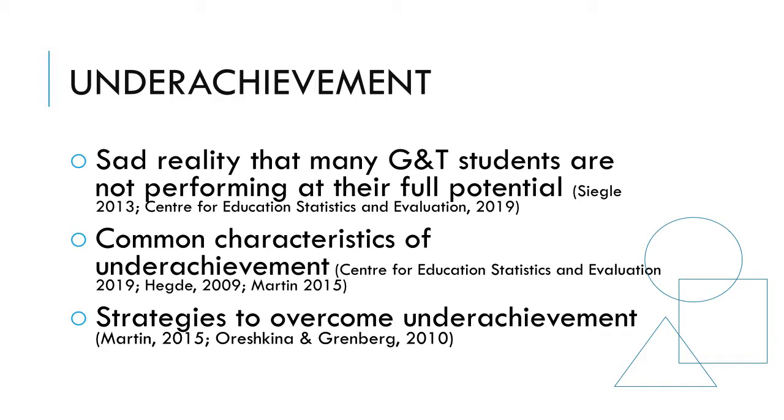Studies by Oreshkina and Greenberg 2010 and Martin 2015 provide us with strategies we can use to help students overcome these difficulties so they are able to reach their full potential. Oreshkina and Greenberg place a strong importance on creating authentic relationships with their students. We can use this strategy in our classroom to communicate with students about their needs and encourage them to take the occasional risk. A strong belief that your students can achieve great things and having high expectations for them have also been found to increase motivation in underachieving students.